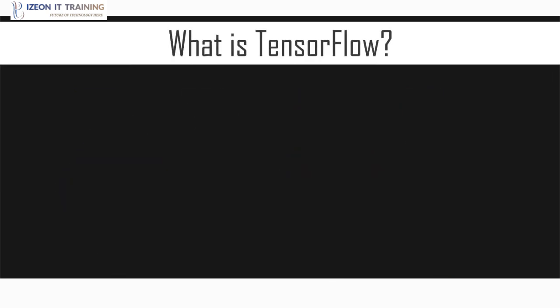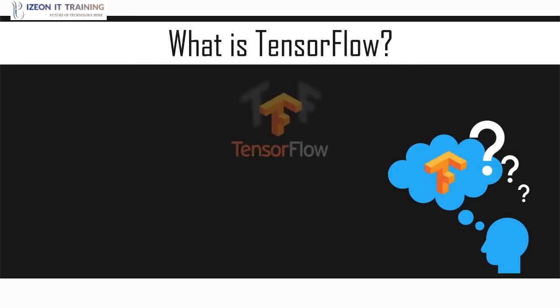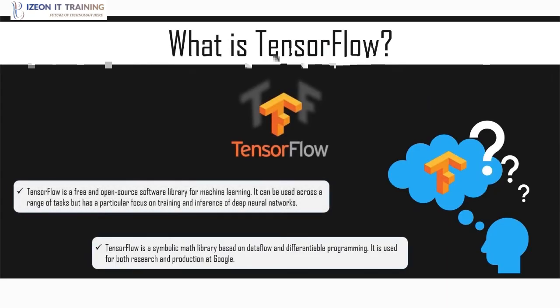So now, what is TensorFlow? Well, TensorFlow is an open source end-to-end platform for creating machine learning applications. It is a symbolic math library that uses data flow and differentiable programming to perform various tasks focused on training and inference for deep neural networks. It allows developers to create machine learning applications using various tools, libraries, and community resources.